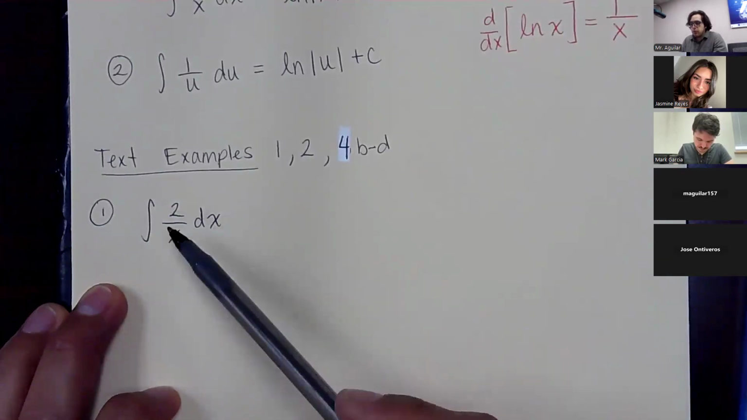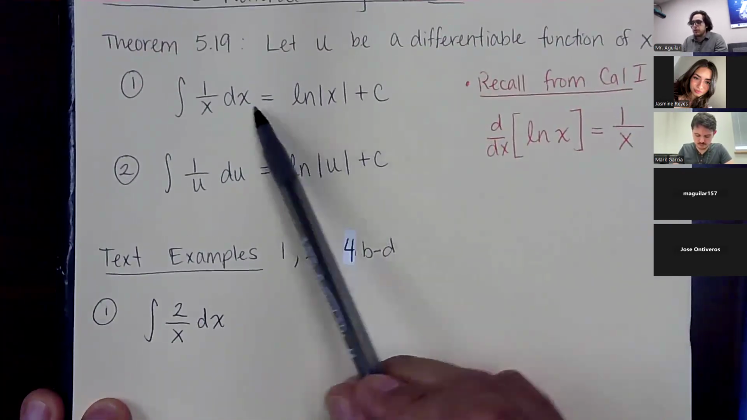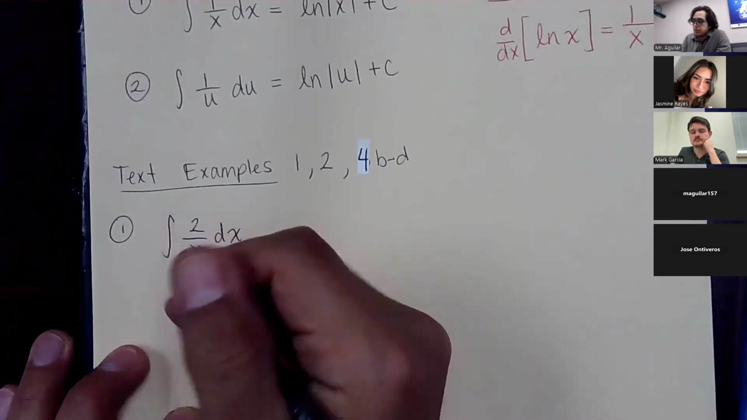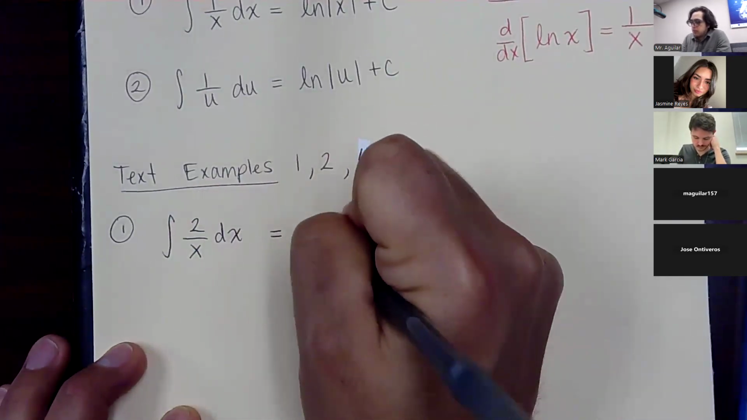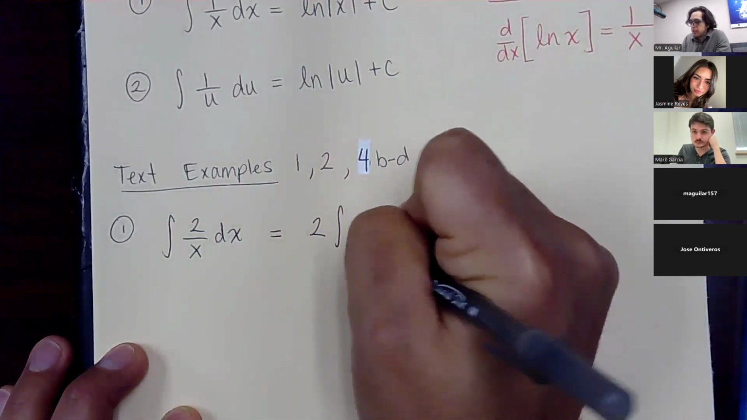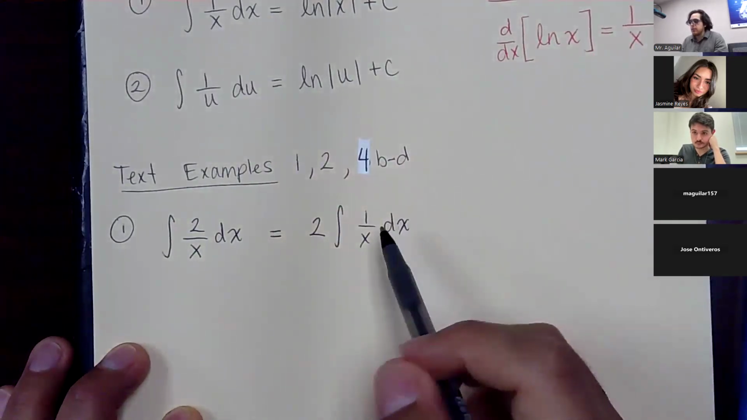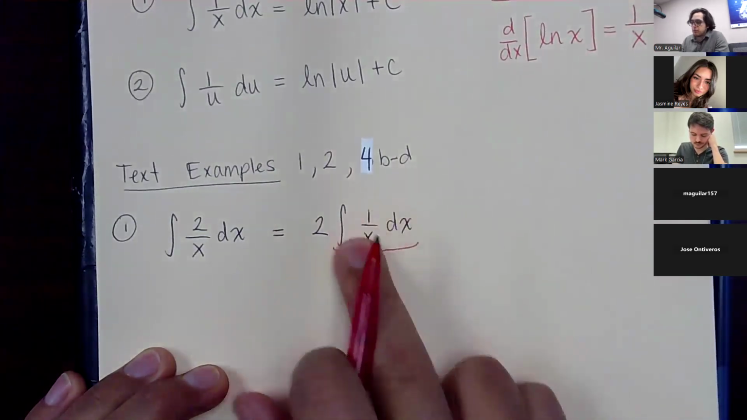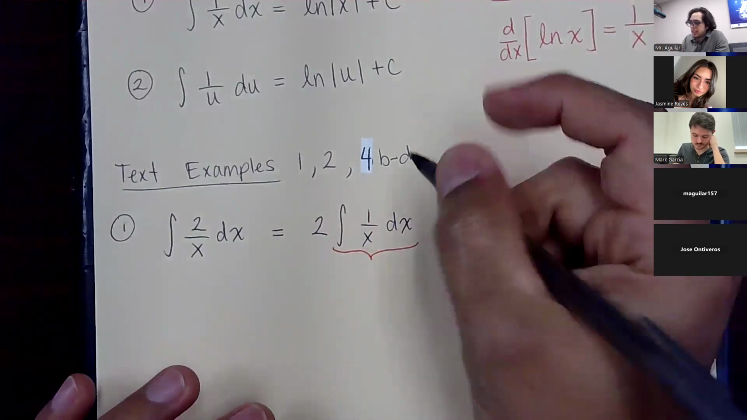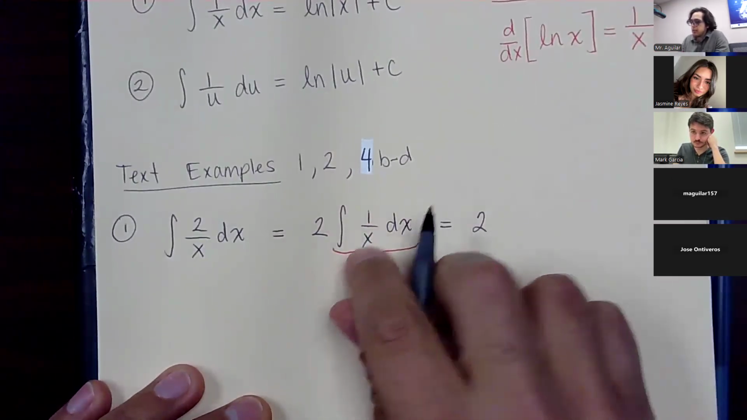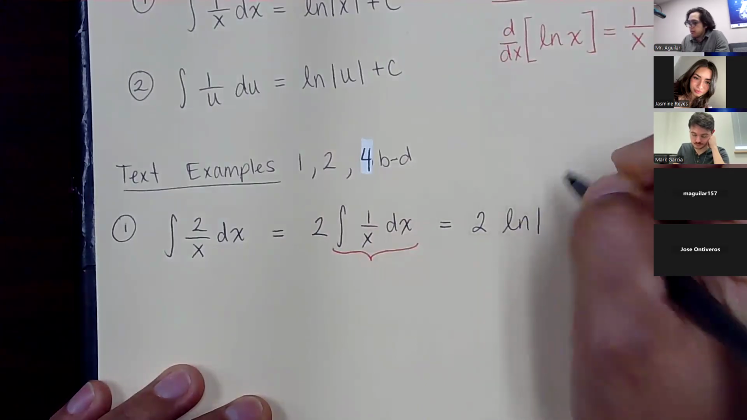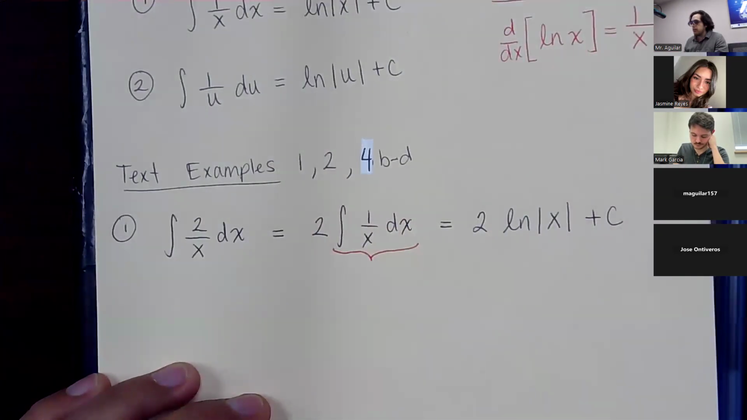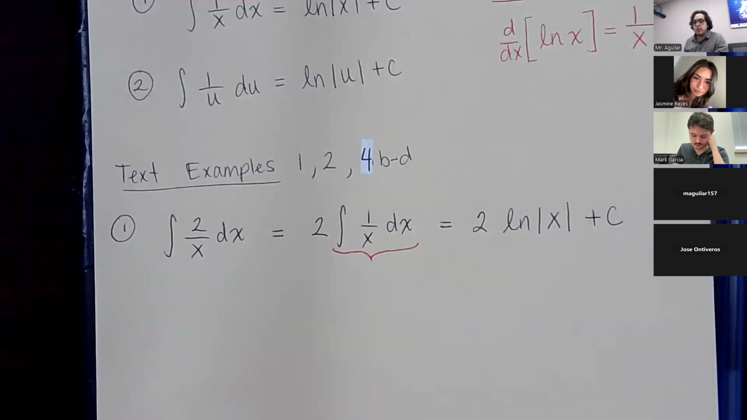Now, that takes the form of this first part of the theorem, 1 over x dx, because we can just pull that 2 out as a constant, right? So we can pull that out of the integral. I'm just going to do that over here. 2 times the integral of 1 over x dx. And so the theorem above just says for this part here, we can now simply take that integral and we'll have 2 times the natural log of the absolute value of x plus c. Okay. That's it.